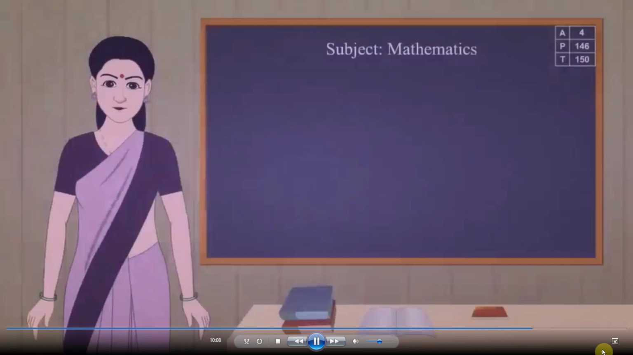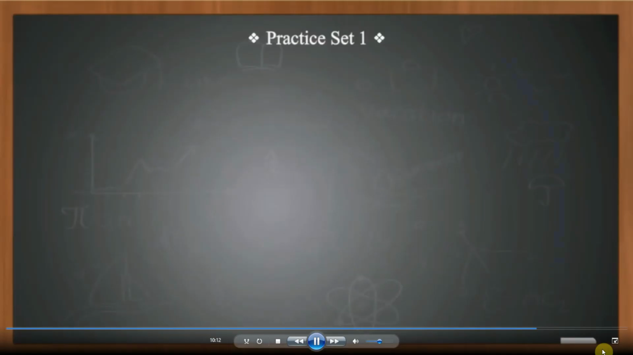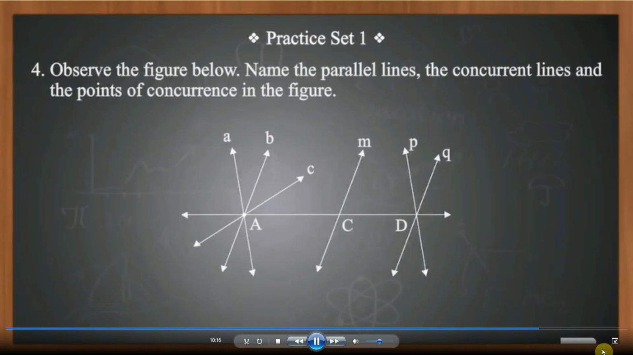Students, let's solve the fourth question of practice set 1. 4. Observe the figure below. Name the parallel lines, the concurrent lines, and the points of concurrence in the figure.